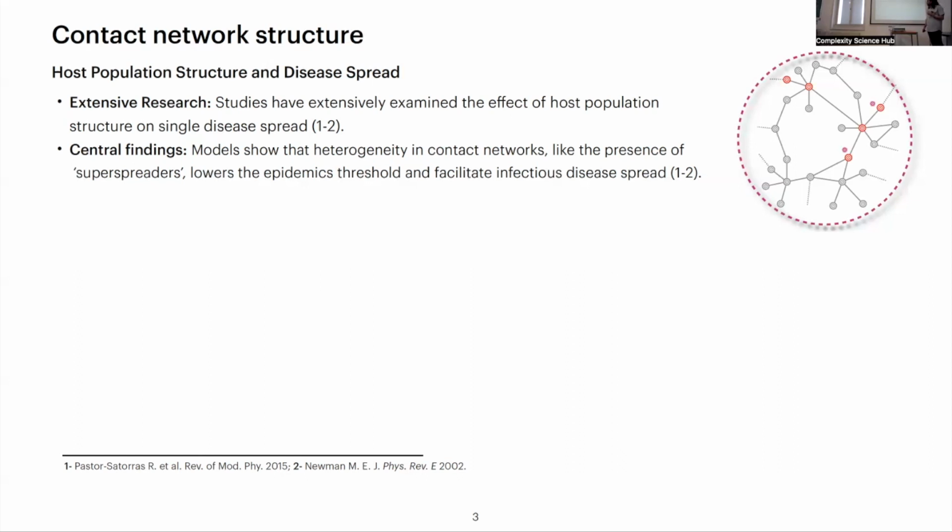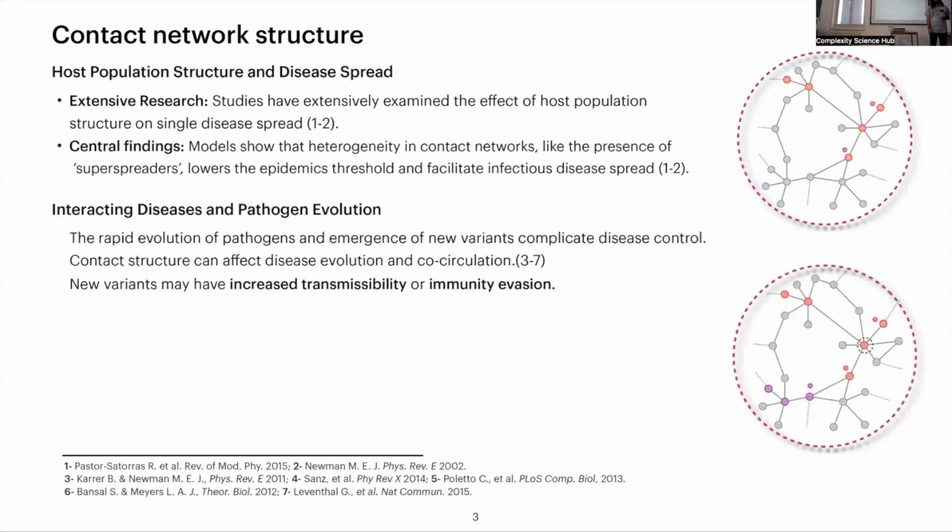But when it comes to interacting pathogens, such as two variants of a pathogen, the situation gets even more complicated. Again, many studies have addressed that the contact network structure can potentially affect the co-circulation and emergence of a new variant. I'm going to give you a few examples of these studies. In general, when a new variant emerges, there are two possibilities: the new variant may have increased transmissibility or immunity evasion.